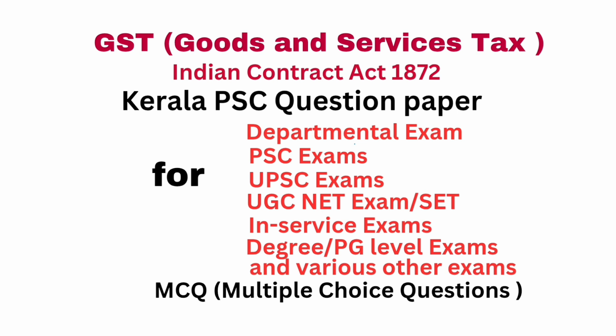Question number 28. A registered person shall retain book of accounts until the expiry of dash from the due date for furnishing of annual return for the year. Option A 72 days, option B 1 year, option C 6 months, option D none of the above. Correct answer, option D none of the above.